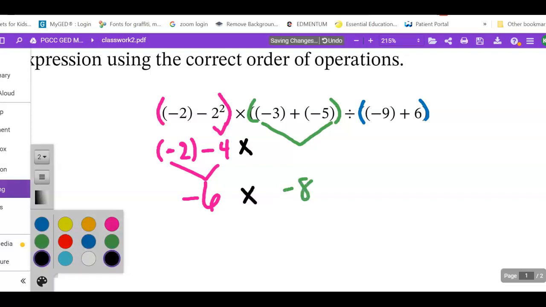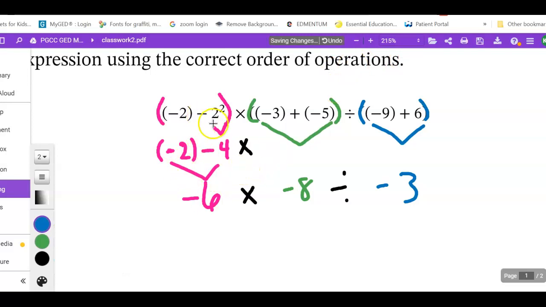Bringing down that division, going to the last parentheses set, negative 9 plus 6. Add negative 9 plus 6. I'm going to subtract. Keep the sign of the larger digit. That's going to give me a negative 3. So this is where I am. Did what's inside the parentheses here, here, and here, and then brought down the symbols that were in between.